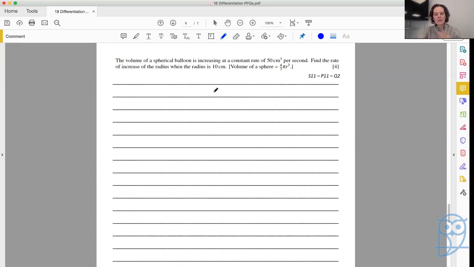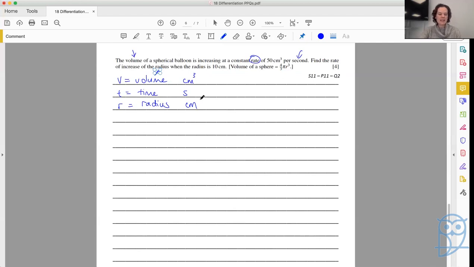So when we read through this, we came across a few different things. We came across a volume. We came across time. We came across radius. And we came across rate. Now, when we're talking about rate, we are talking about a derivative. So this is a chain rule question. We start by saying, who are our variables? We have V equals volume in centimeters cubed. We have T equals time in seconds. And we have R equals radius in centimeters.